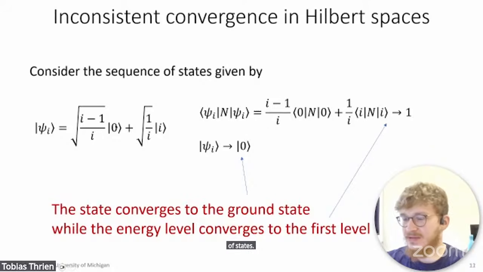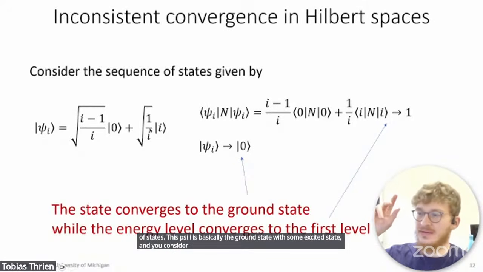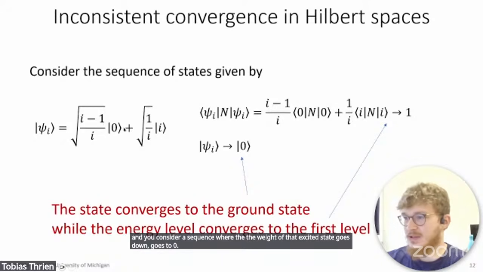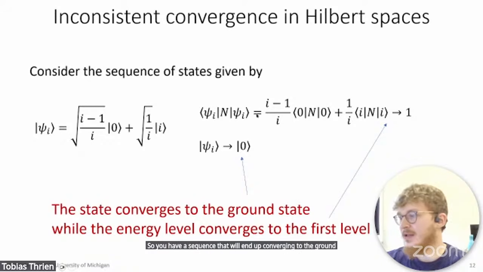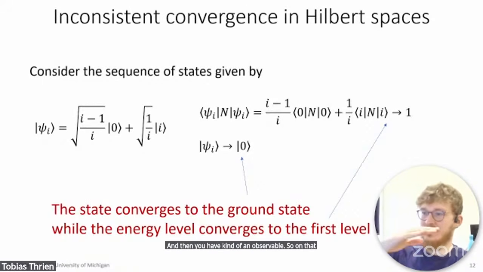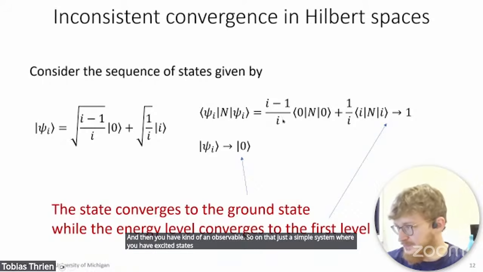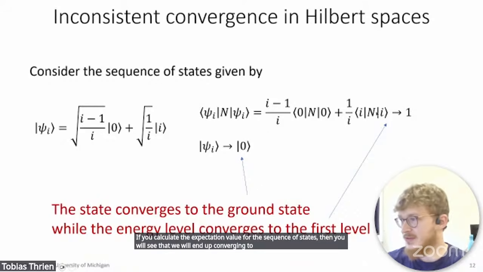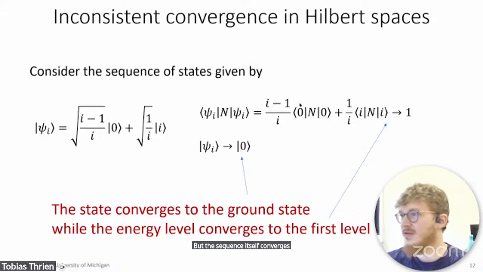This psi I is basically the ground state with some excited state, and you consider a sequence where the weight of that excited state goes down, goes to 0. So you have a sequence that will end up converging to the ground state. And then you can have an observable. On that, it's just a simple system where you have excited states on a ladder. If you calculate the expectation value for the sequence of states, you will see that it will end up converging to 1. So that will be the first excited state. But the sequence itself converges to the ground state. So somehow that doesn't match.